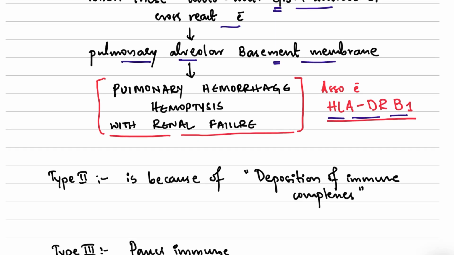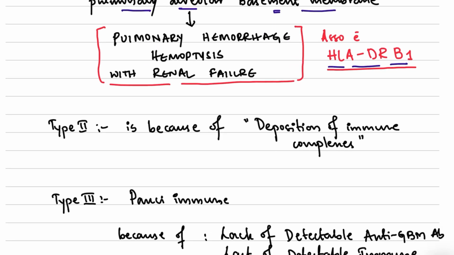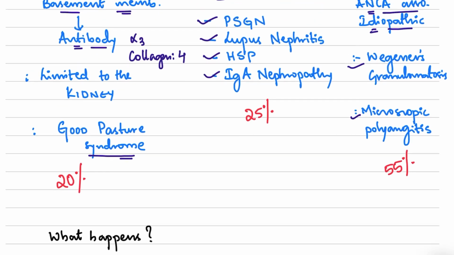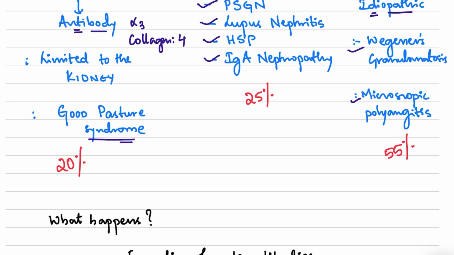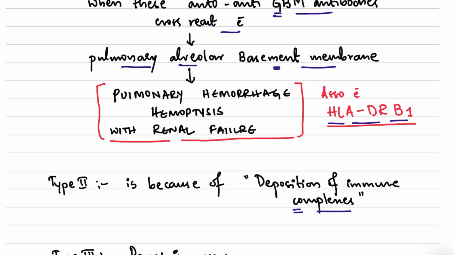So type 2, as I just told you, is because of deposition of immune complexes. Immune complex formation is seen in these three: PSGN, that is post-streptococcal glomerulonephritis, where immune complexes are formed, and also systemic lupus leading to kidney injury, Henoch-Schönlein purpura, as well as IgA nephropathy. So that is type 2.